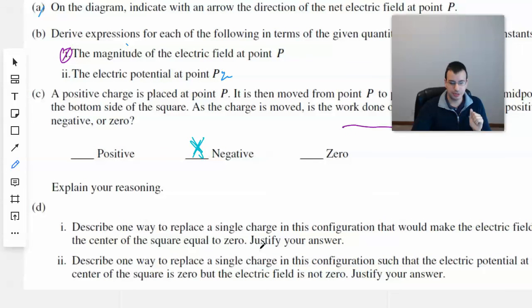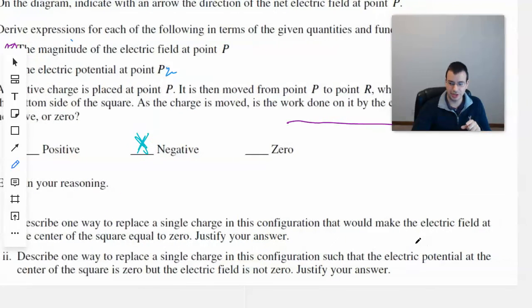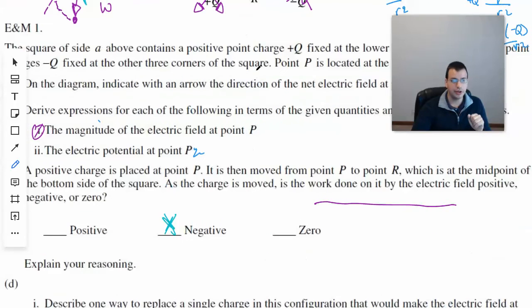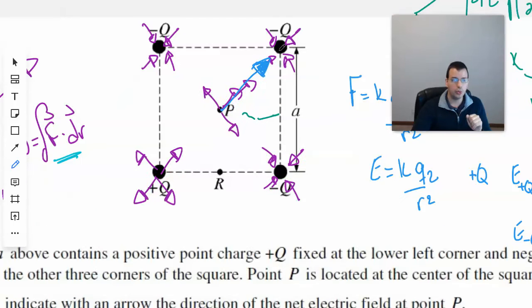Describe one way to replace a single charge in this configuration that would make the electric field at the center of the square equal to 0. The next one talks about electric potential, so let's ignore the second one. Okay, so which charge could we replace to make the electric field 0?